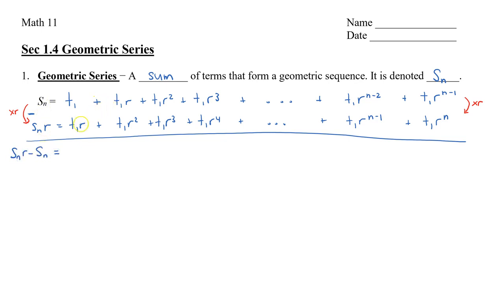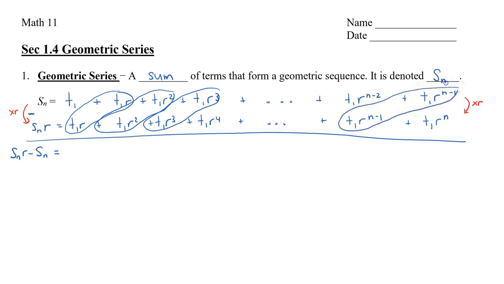And then you'll notice that if I subtract the first series from the second series, all of these are going to cancel off because they're identical. So this happens all the way down to here. So all the terms in between, from here to here, will all be canceled off. So what I'm going to have left is T1R to the n, because remember I'm taking the second series and subtracting the first one, minus T1.